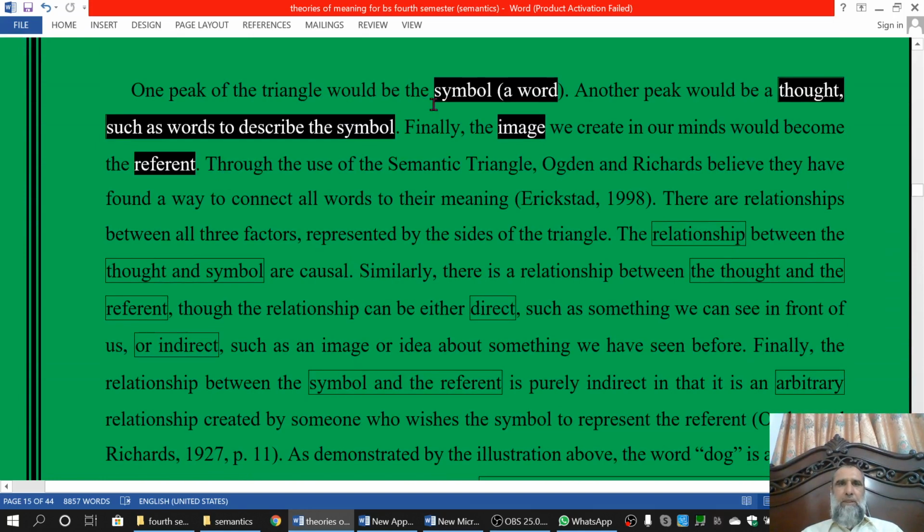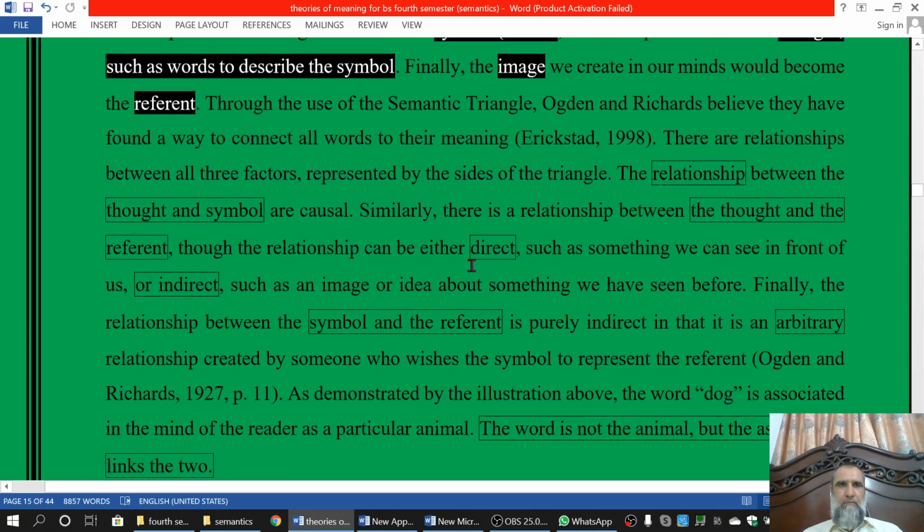एक पीक जो है ट्रायंगल का, ये सिंबल है, एक कोना, और ये वर्ड है, फॉर एग्जांपल डॉग. दूसरा पीक थॉट है, ये रेफरेंस है. ये अल्फाज भी हो सकते हैं जो इस सिंबल को डिस्क्राइब करते हैं. और आखिर में रेफरेंट है, इमेज है, और ये इमेज या तो डायरेक्ट होगा अगर चीज़ मौजूद है, या इनडायरेक्ट होगा अगर चीज़ मौजूद नहीं है, जहन में है.